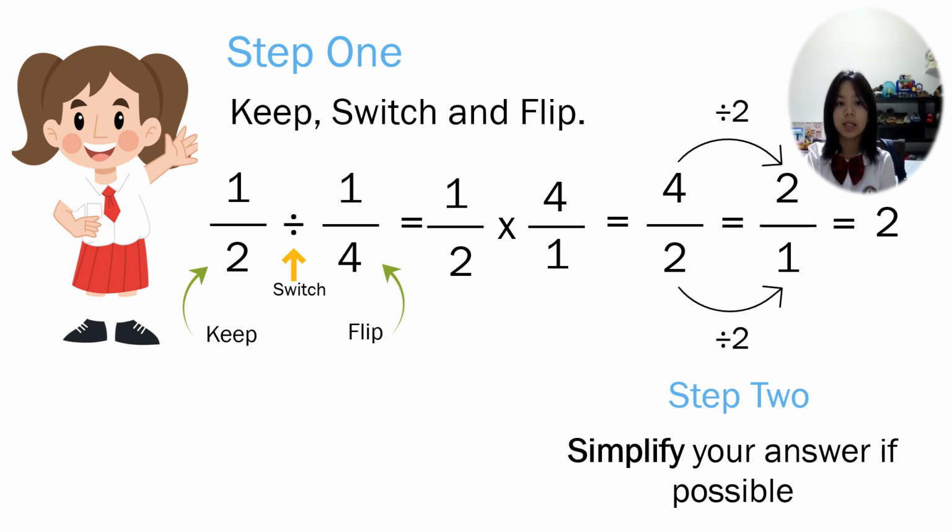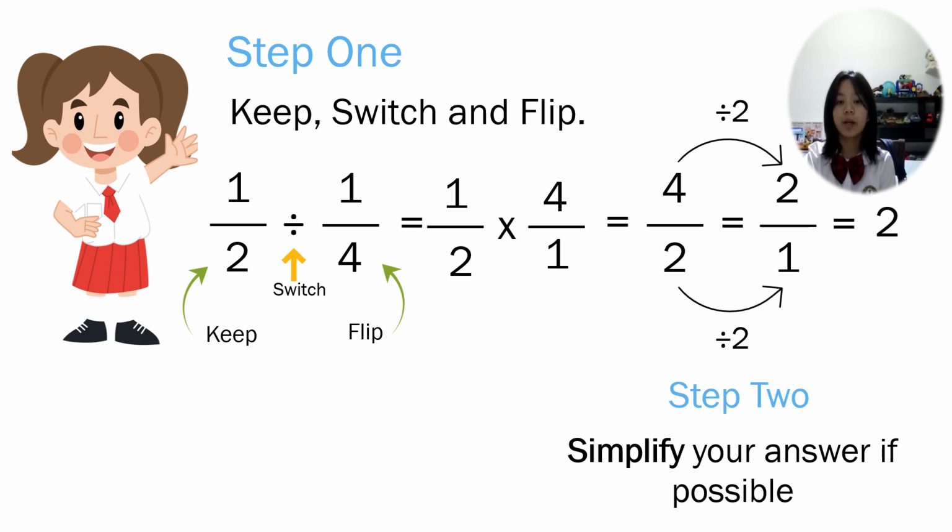In this case, it is 1/4. We put the denominator up and the numerator down. So our equation will be 1/2 times 4/1. 1 times 4 is 4, and 2 times 1 is 2. So our answer is 4/2.